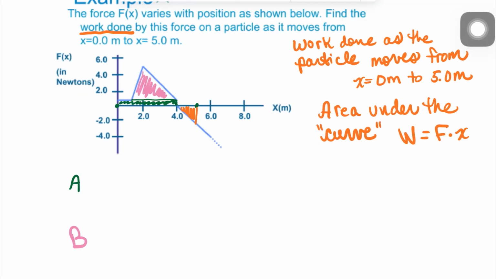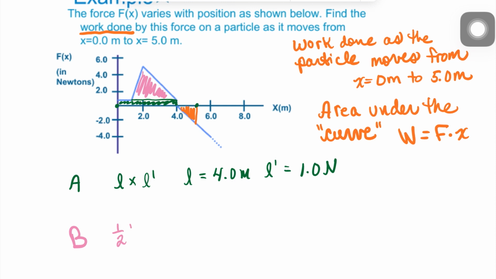All right, so the area of A, it's a rectangle. It's going to be the length of one side multiplied by the length of the other side. All right, now let's identify what those two lengths are. Along the x-axis, it is 4 meters, and along the y-axis, it is 1 Newton tall, or 1 Newton high.